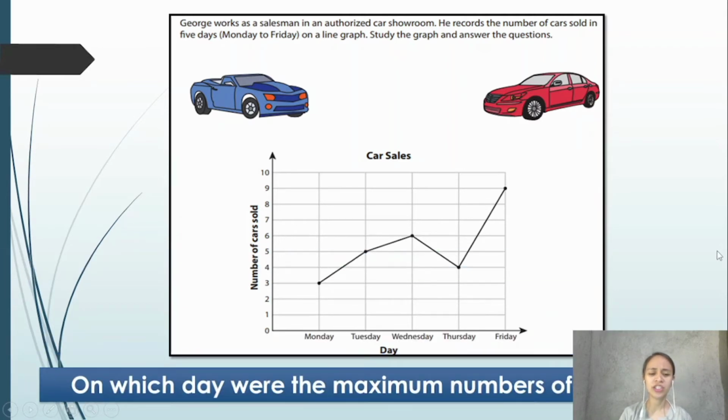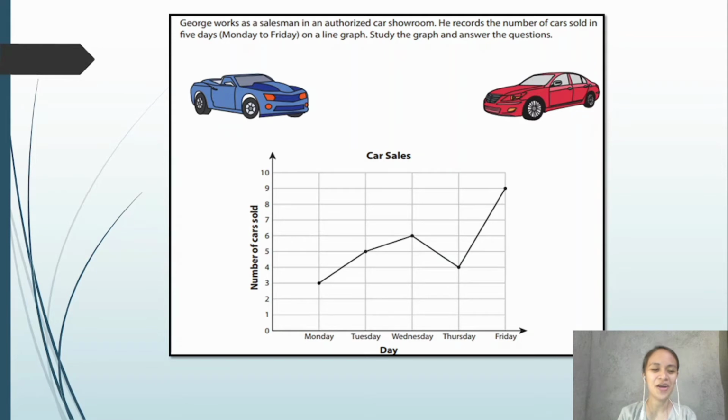So, on which day were the maximum numbers of cars sold? Kung papansinin nyo, kailan daw may pinakamaraming nabenta na sasakyan? Pansinin nyo na agad yung line graph. Alin ba yung may pinakamataas? Yes, the answer is 9 cars, which is on Friday.